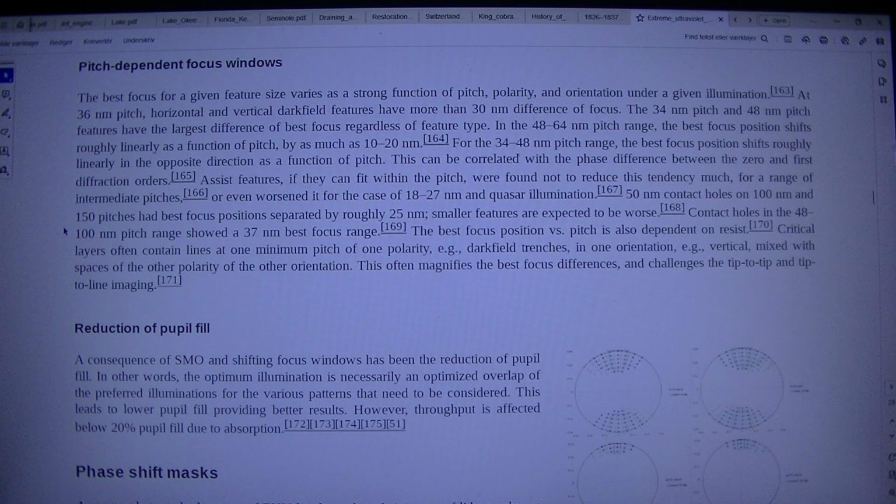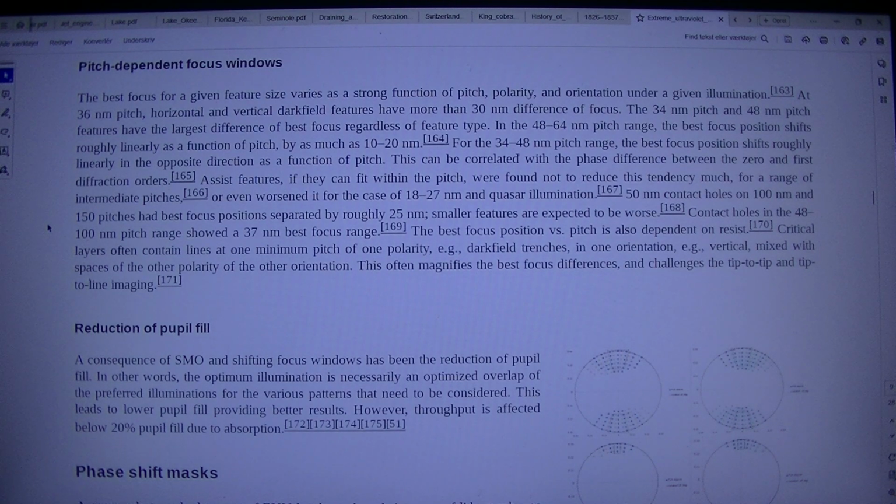Assist features, if they can fit within the pitch, were found not to reduce this tendency much for a range of intermediate pitches, or even worsened it for the case of 18-27 nm and quasar illumination. 50 nm contact holes on 100 nm and 150 nm pitches had best focus positions separated by roughly 25 nm. Smaller features are expected to be worse.